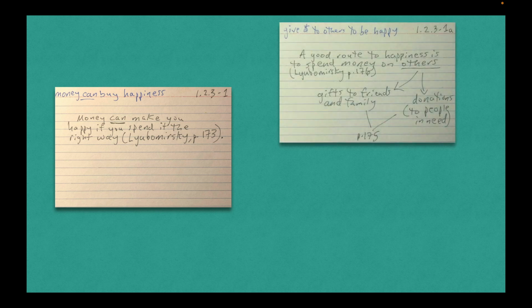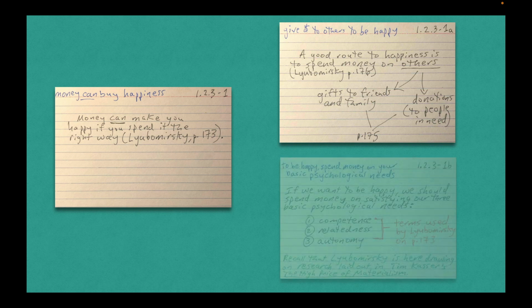The first one, here on the top right, says, give money to others to be happy. As you can see, the idea written on this card amounts to a response to the question about what is the right way, or I guess I should say one of the right ways, to spend money if you want to be happy. According to Lyubomirsky's research, one way to spend money if you want to be happy is to spend it on other people.